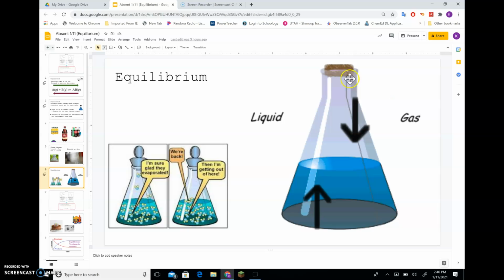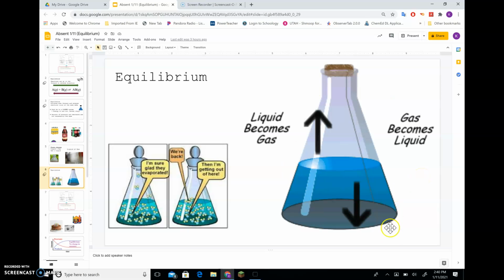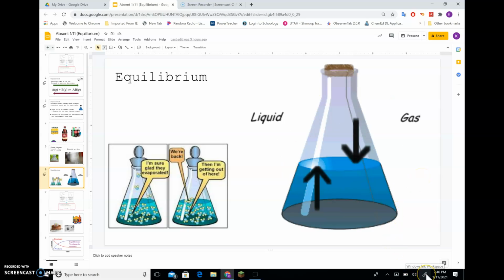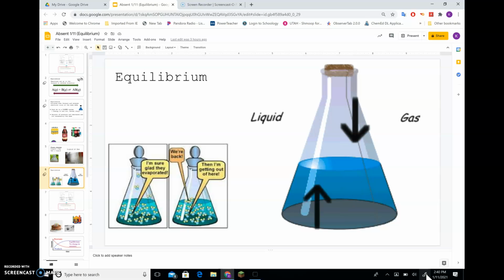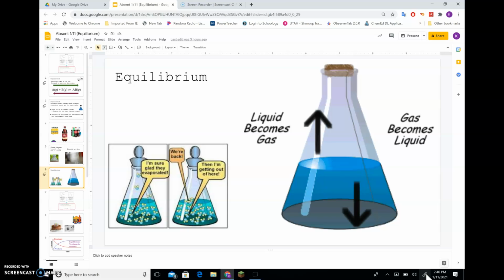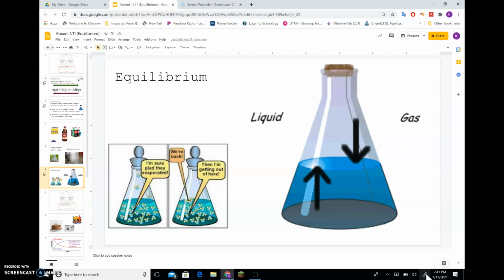Notice this beaker is in a closed system. As the gas is condensing, it goes to a liquid. As the liquid is evaporating, it becomes a gas. So this is a really good picture of what's happening in a closed system at equilibrium. And then there's this little joke on the left-hand side that I thought was kind of fun that you can pause and read.